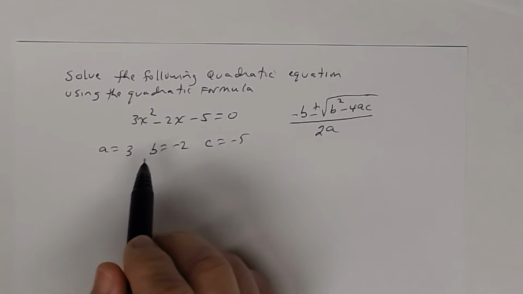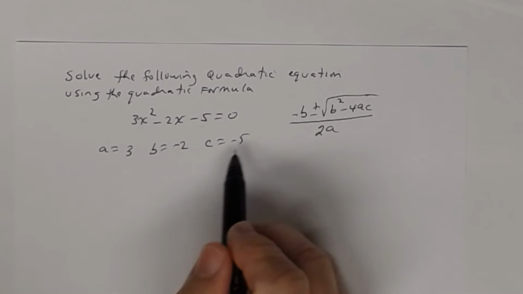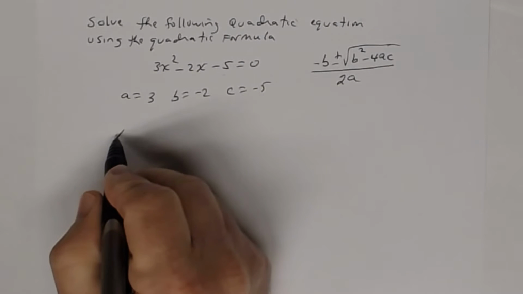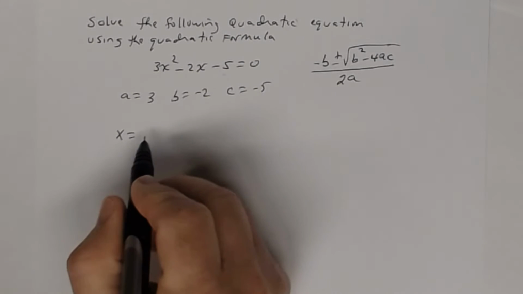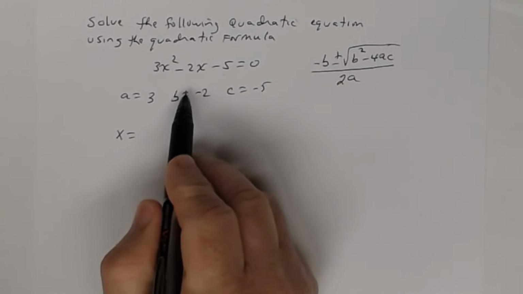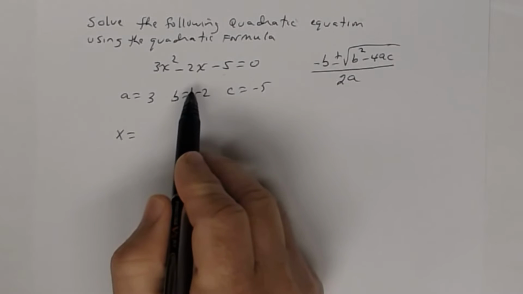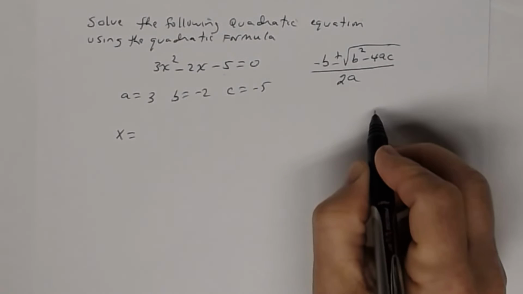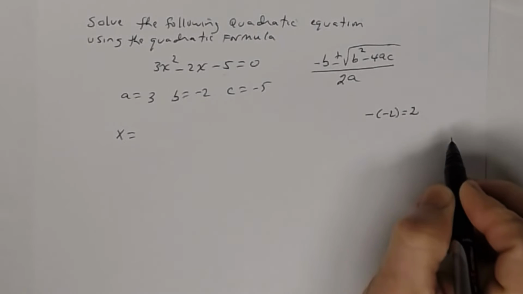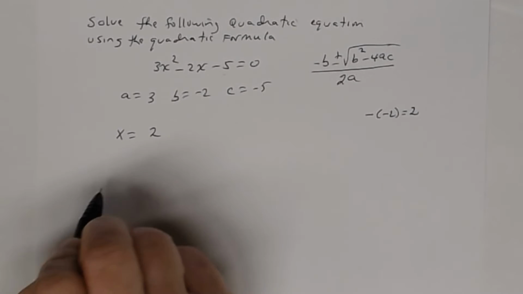Alright, so we found a, b, and c, and now we're going to substitute those values into the formula. So I get x equal, my variable is x. Now remember this says the opposite of b. So b in this case is a negative 2, right? And so if you think about it, the opposite of a negative 2 is a positive 2. So this becomes a positive 2.